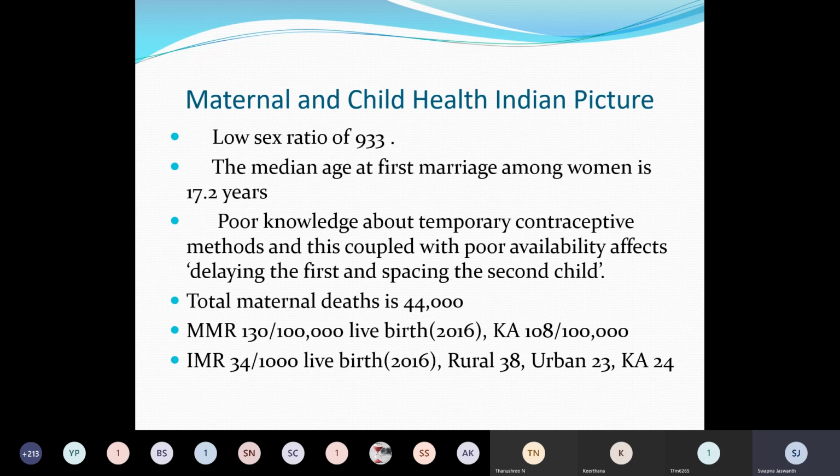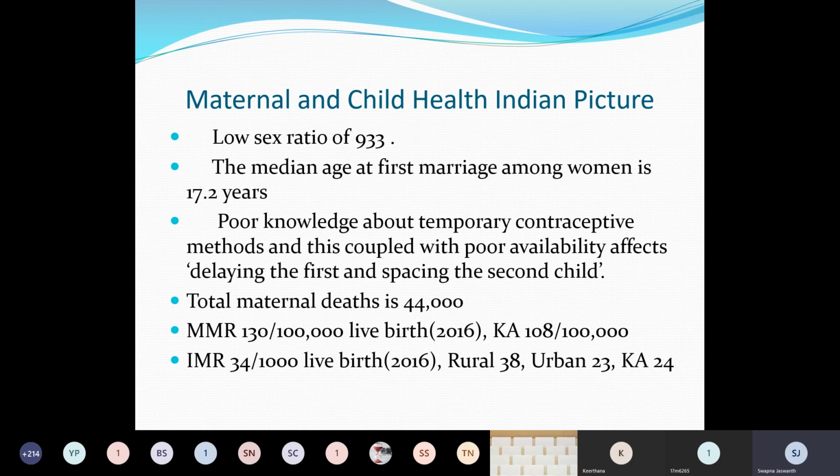And if you look at the Indian scenario, the total number of maternal deaths is 44,000. This is for the year 2017. And the maternal mortality rate is around 130 per 1 lakh live births. I have not gone into the statistics of the other states. I have only looked at India as a whole, and then I have given the statistics of Karnataka. For Karnataka, the maternal mortality rate is 108 per 1 lakh live births.